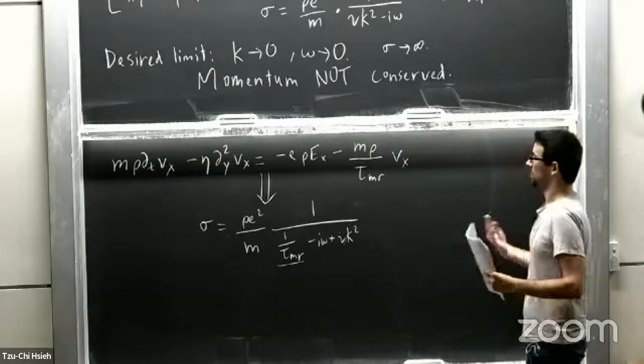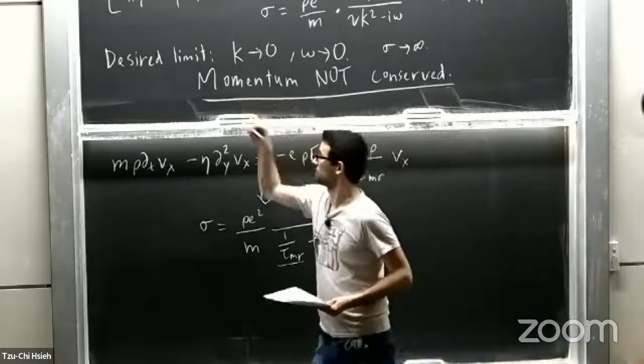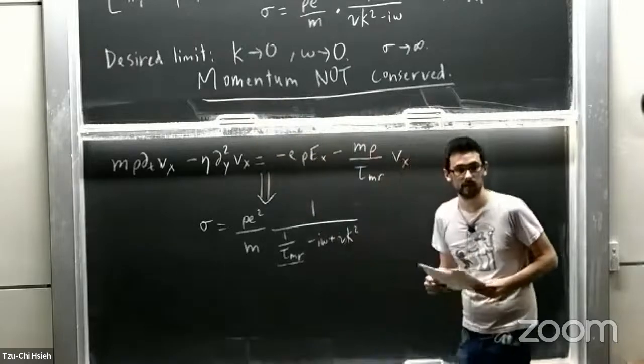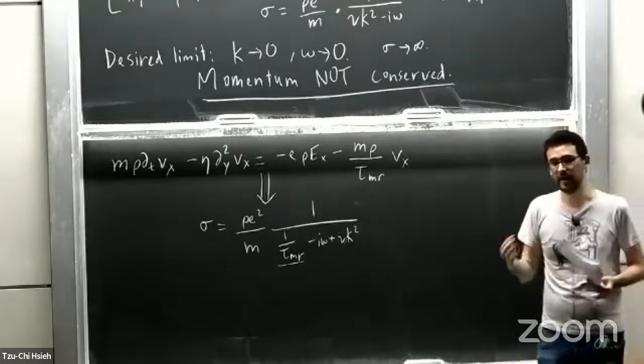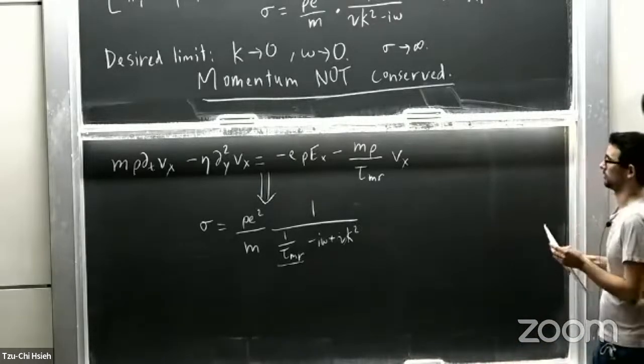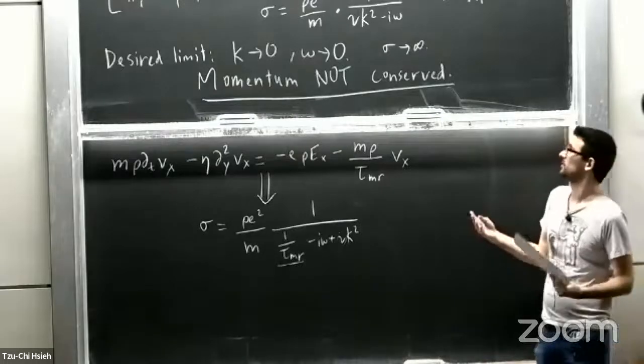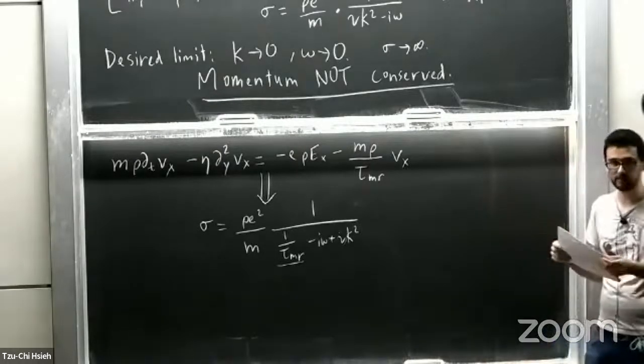And there's an important physical lesson here, just to reiterate, which is that because momentum is not conserved in a metal, anytime you have a net finite density of electrons, if you want to have a finite conductivity, you must find a way to somehow relax the momentum that's dumped into those electrons by the Lorentz force.